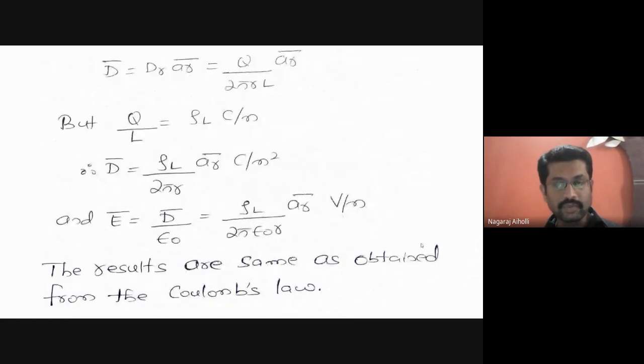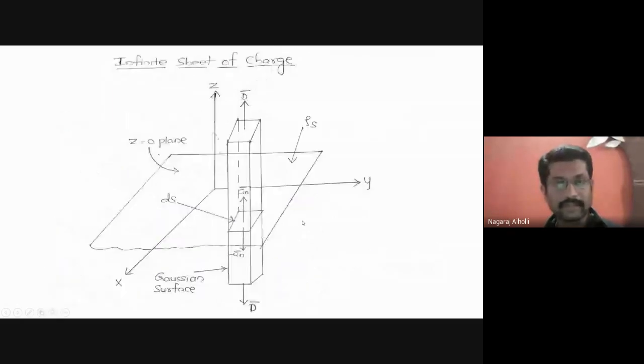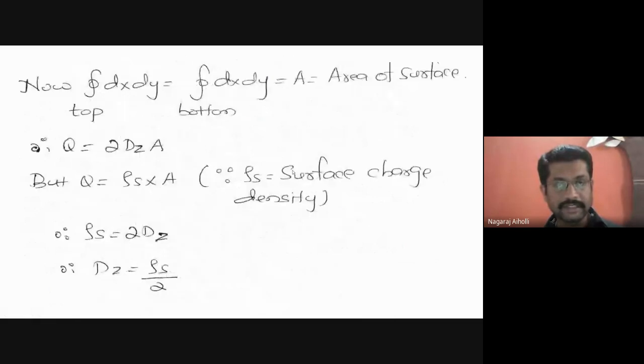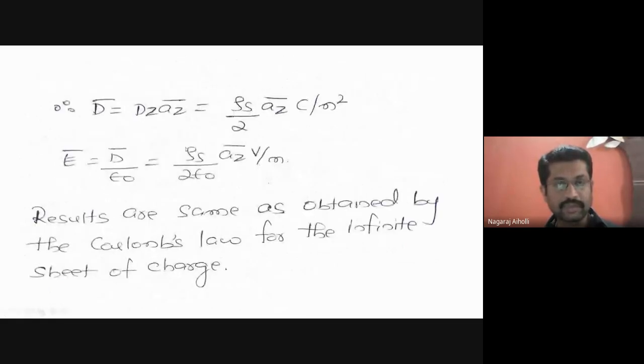E bar is equal to rho L by 2 pi epsilon naught r AR bar, the same equation as we obtained using Coulomb's law. And we later studied the infinite sheet of charge. For the infinite sheet of charge, the electric field intensity is given by E bar is equal to rho s by 2 epsilon naught AZ bar volt per meter. Again, it is the same as that derived using Coulomb's law.